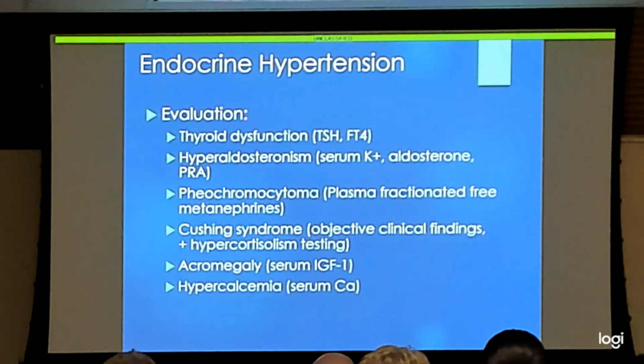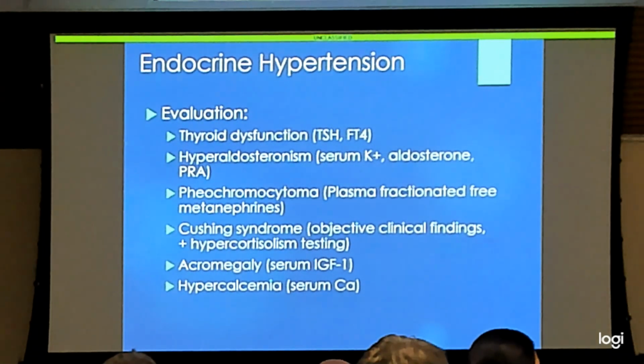What's the first test you're going to do if I think somebody has Cushing syndrome or Cushing disease? First test you're going to do. It's very quiet, very sad. Dexamethasone suppression test. Good job.